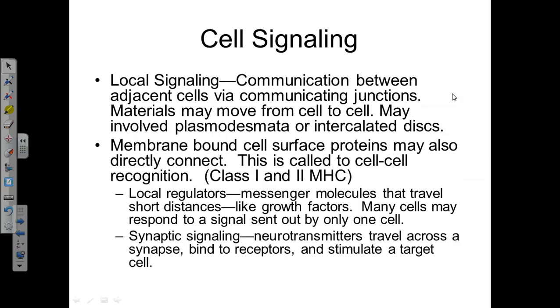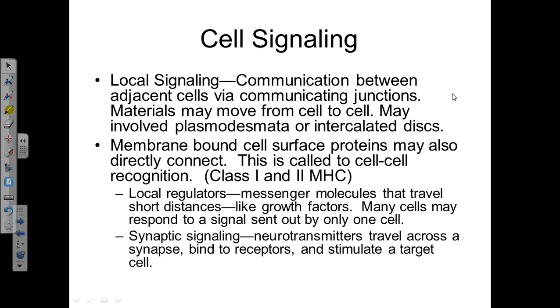So today's topic is cell signaling. We spent a lot of time talking about this, and we'll spend some more today trying to make sure you know how to do it. We talk about cell signaling in different ways. One way is local signaling, and that means that two cells that are just beside each other, two cells that are adjacent to each other, are communicating.